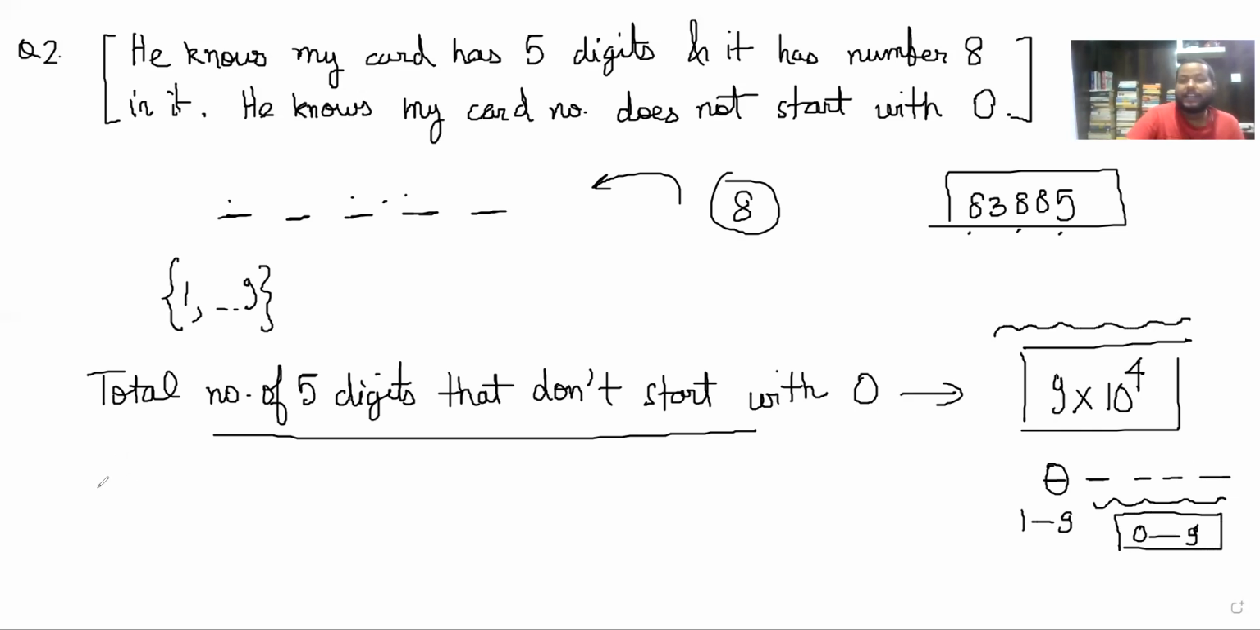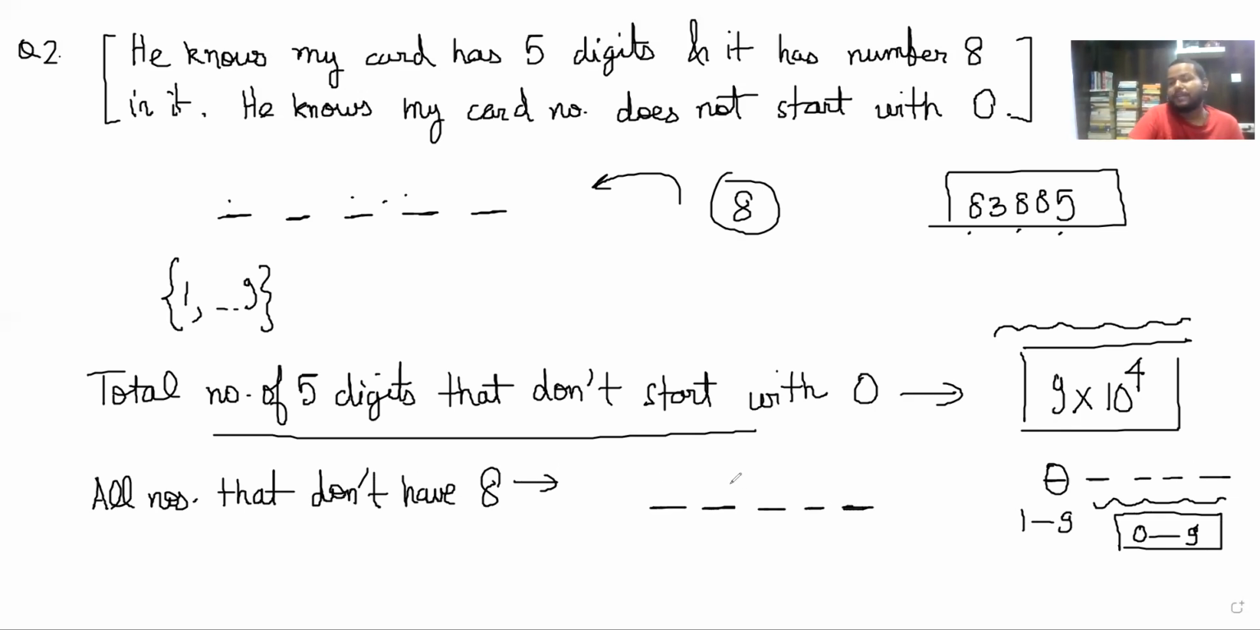And if I want to find all the numbers that don't have 8, that is also fairly straightforward. Now you will start with the first digit. How many choices? It has 1 to 9, but not 8. So 8 choices for the first digit. And the remaining have 9 choices because you cannot use 8, right? So the number of numbers will be 8 into 9 power 4.